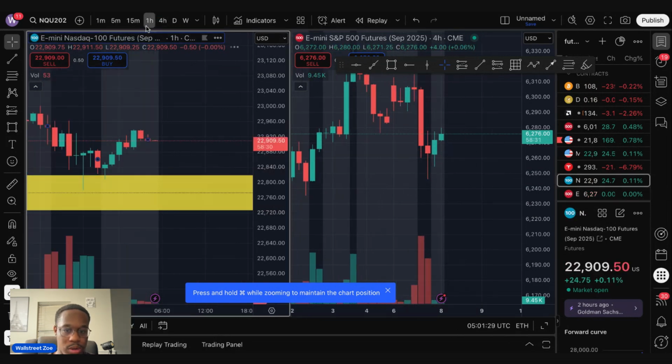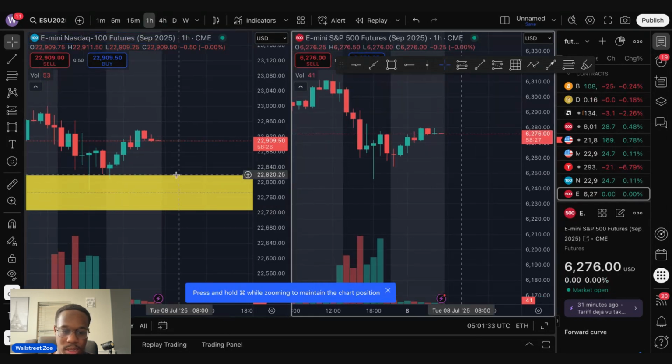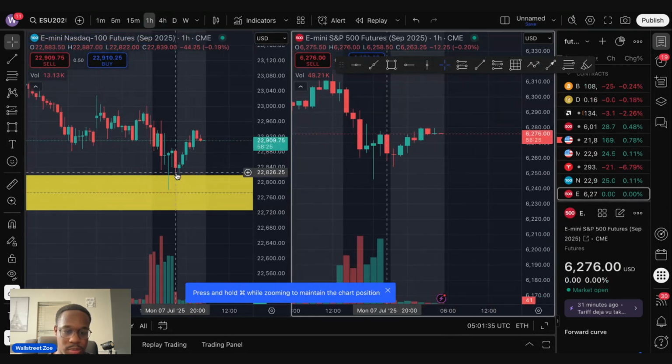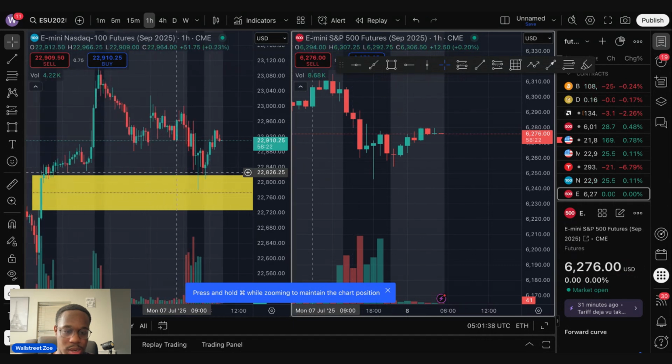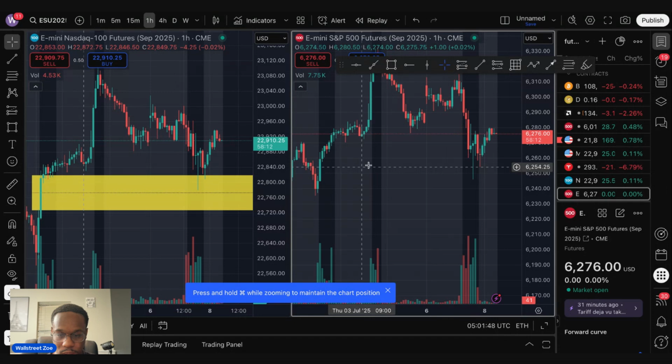Maybe we go down to the hour. So that's one thing I like to look for is SMT, and see, do I see a difference in the assets that I'm trading? And if we look down here on the hourly, here you see it tapped into this fair value gap in this hour. It's really the same fair value gap. But let's look here, we tapped into a fair value gap here also on ES.